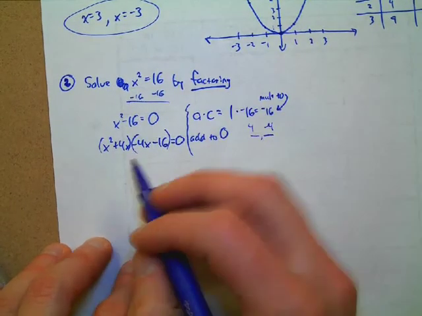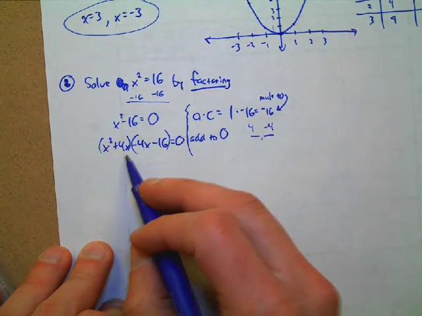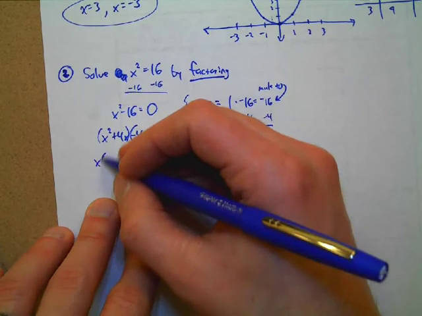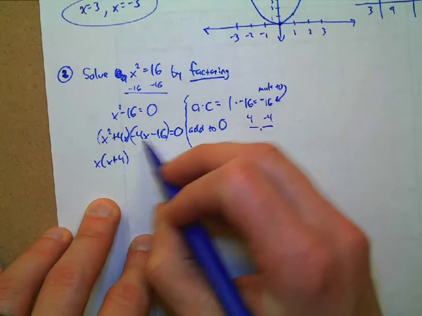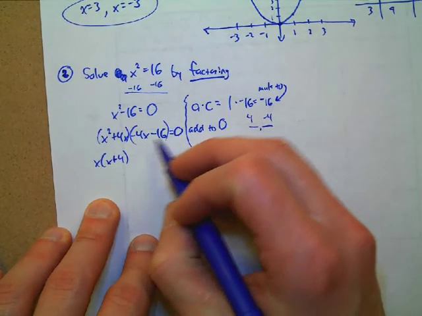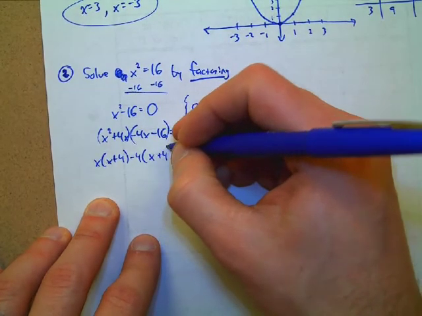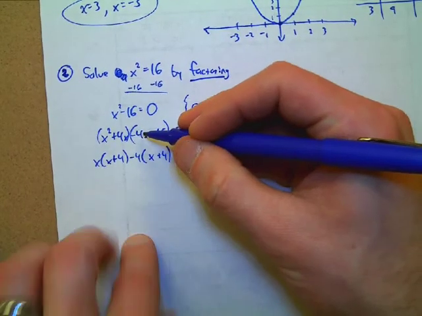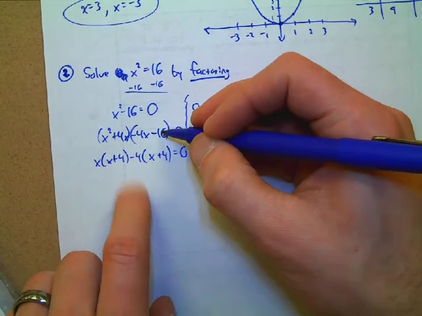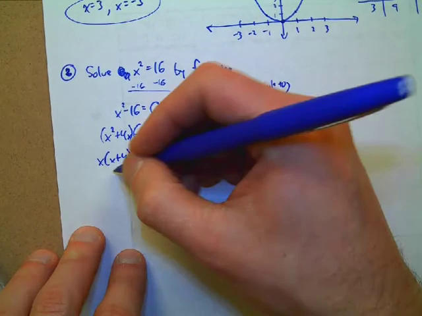From this first group, what can I take out? An x, right? Yeah. What can we take out from this second group? A negative 4 we'll take out. Okay. Negative 4x divided by negative 4 is x. Negative 16 divided by negative 4, positive 4. You can see we have the same leftovers there.